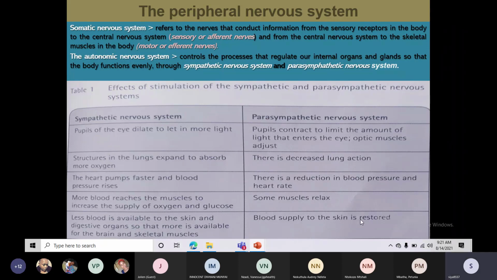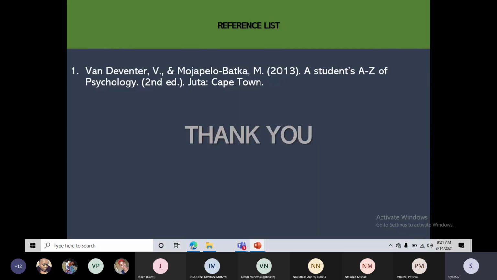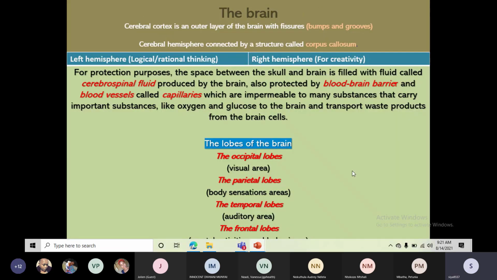Blood supply to the skin is restored. So here, in the sympathetic nervous system, you're seeing a danger or you're too excited. Then later in the stage, you have more sense of it, you come down. This is para, whereby you come down and everything gets back to normal. Okay, so that's the end of the first part of our lesson.